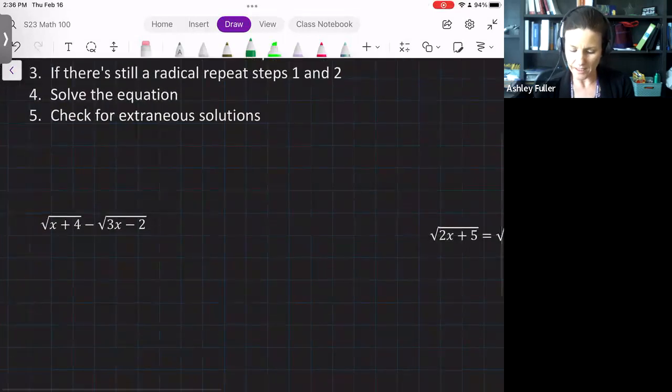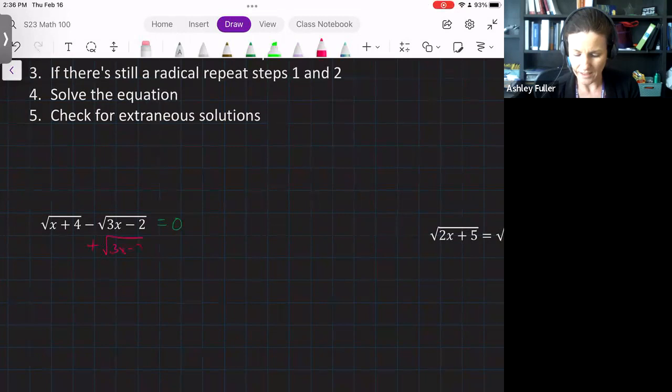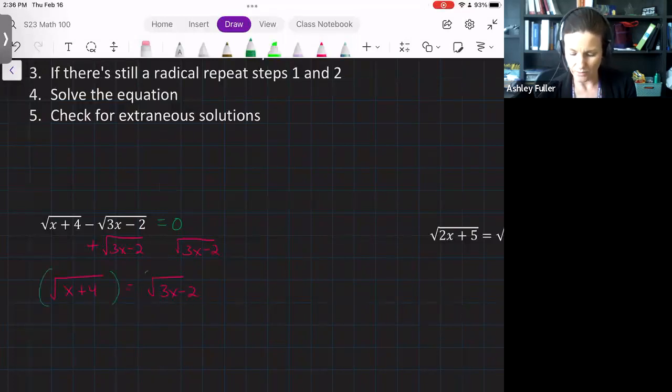As we begin here, if I wish to solve this equation, if it's set equal to 0, the first thing I'm going to do is isolate my radical on one side by moving this entire radical to the other side. When I do that, I'm left with the square root of x plus 4 equals the square root of 3x minus 2.